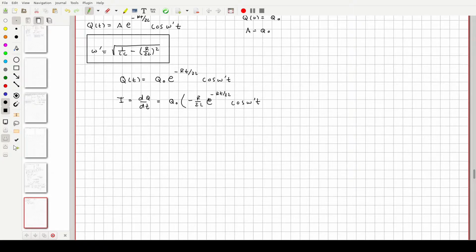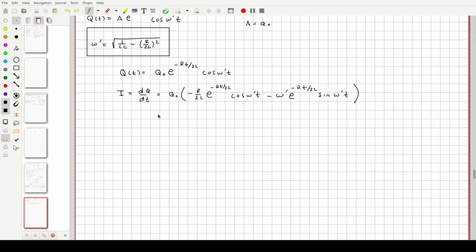So that handles the product rule and the chain rule for just this first term. So it's the derivative of this times this plus the derivative of this times this. Well, the derivative of cosine is minus sine. When you use the chain rule, that's going to pull an omega prime out. So there's a minus omega prime e to the minus RT over 2L times sine of omega prime times t. Generally, we just pull the minus sign out, and our current as a function of time is minus Q naught times R over 2L e to the minus RT over 2L cosine of omega prime times t, plus omega prime e to the minus RT over 2L sine of omega prime times t.